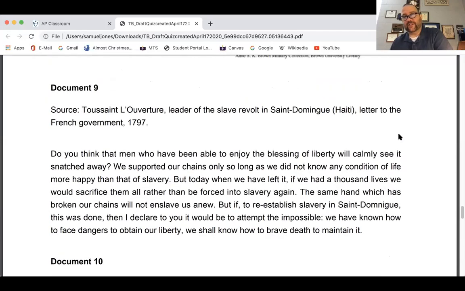Let's read this one here. This is just the 6th document. To Toussaint Louverture, the leader of the slave revolt in Haiti. I discussed this in one of my videos back in Unit 5, and his letter to the French government.